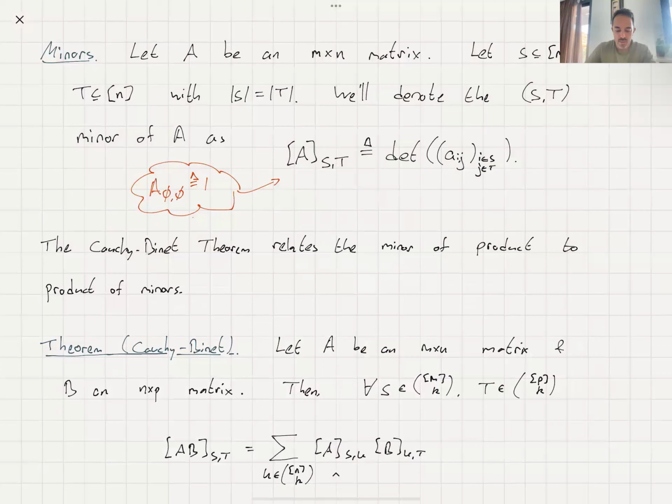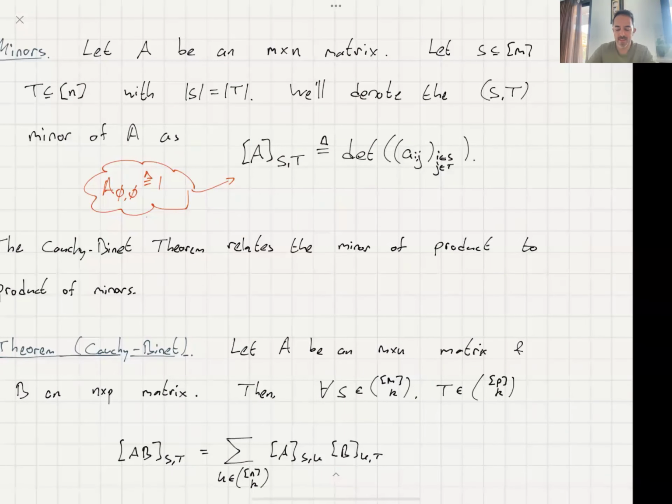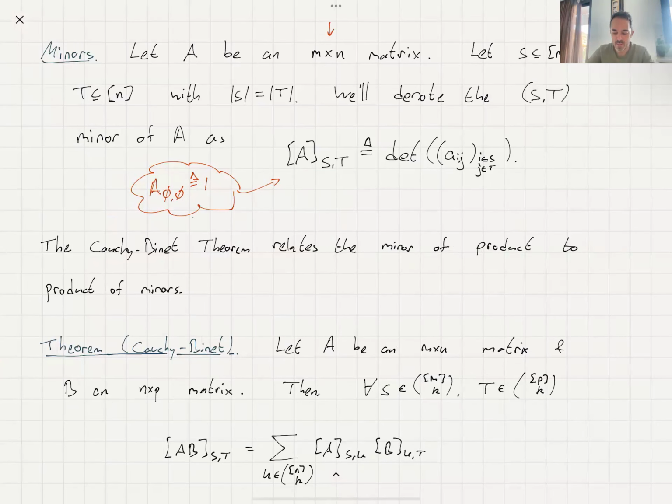Hi everyone. So in this unit, we are going to continue on and talk about this property of minor orthogonality, which I mentioned in the previous video. So let's say you have an m by n matrix A, and you're looking at a subset of the rows S and a subset of the columns T of the same size.